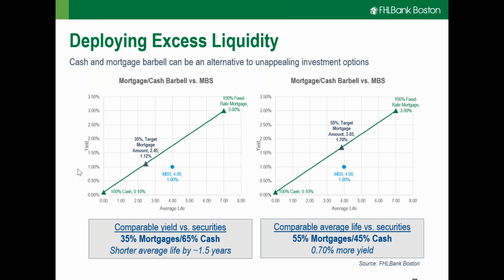And if you're okay with extending further out, you look at the chart on the right, we're showing 55% mortgages, 45% cash, which gets you 70 basis points more in yield, again, with no contraction risk. So as you consider the limited investment opportunities along with robust mortgage pipelines, this is something worth discussing as an investment alternative, while taking advantage of your own loan demand.